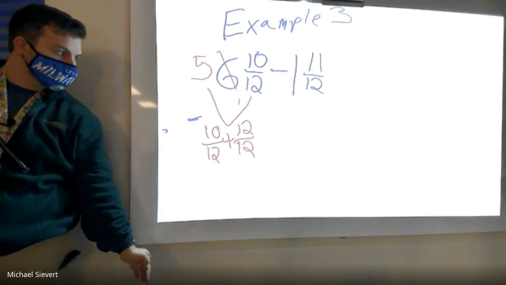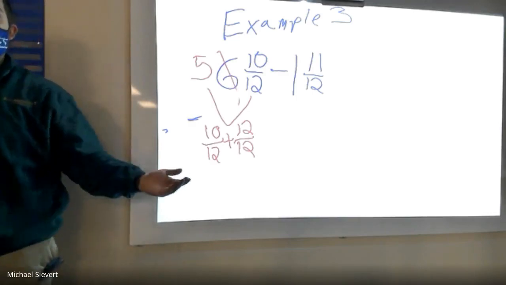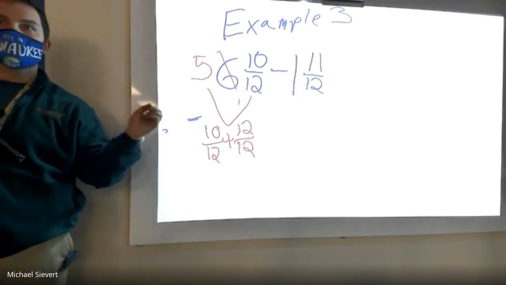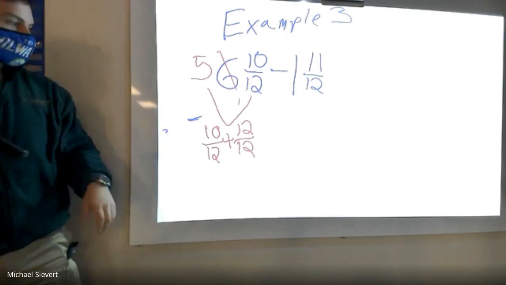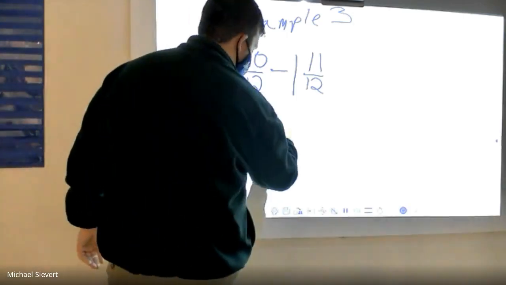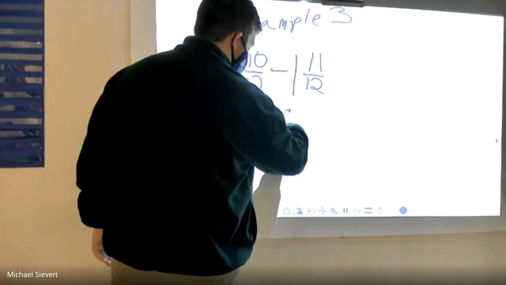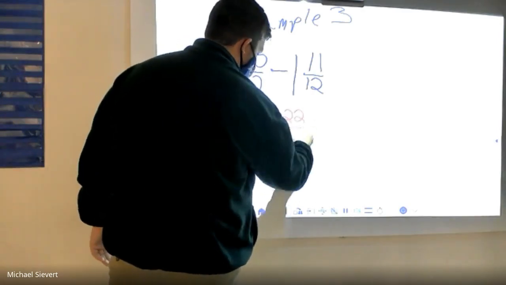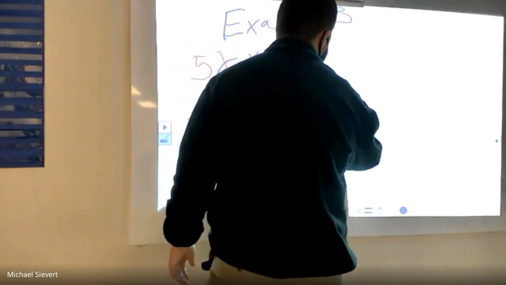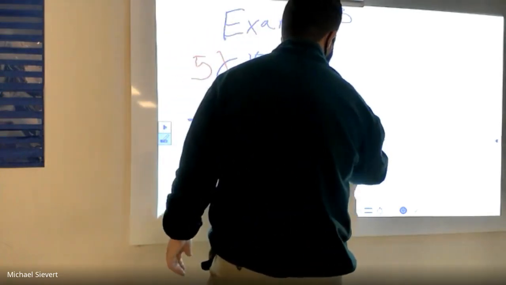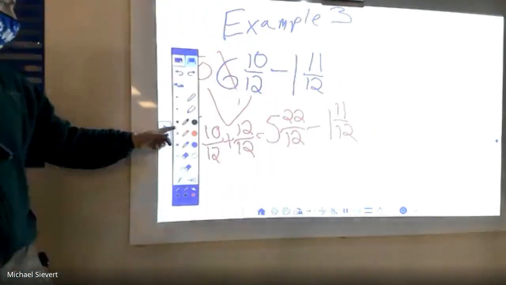That's why we take 12 over 12, because it needs to equal one of the whole pieces. So now what's our new mixed number? Natalie? Mm-hmm. So it'll be 5 and 22 twelfths minus 1 and 11 twelfths.